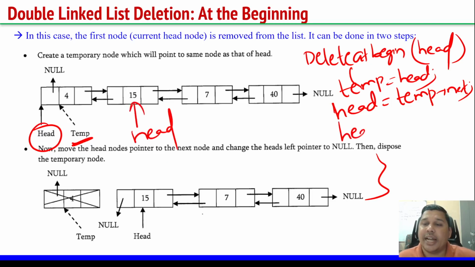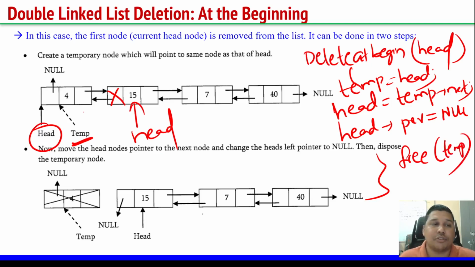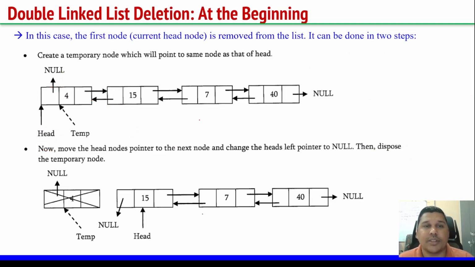Next statement, head's previous, you have to make it null. This means I have to make this null, and then I have to free the temporary pointer. This is the logic of deleting an element at the beginning of a double linked list. Any queries in this? Is it clear how we are deleting an element at the beginning? Once you understand, it is almost the same as your single linked list deletion.